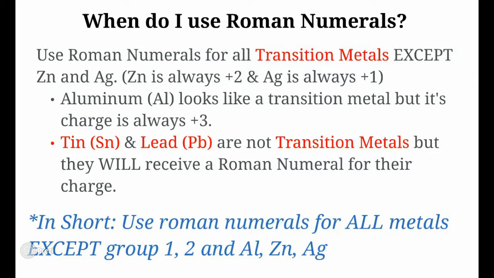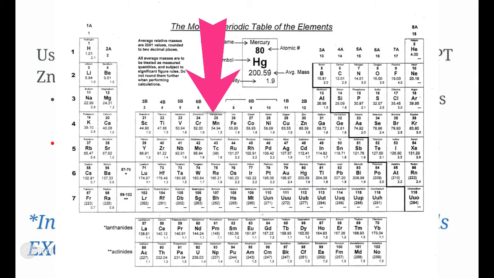All right, so Roman numerals for all transition metals except for zinc and silver. They are in the transition metal column, but they do not get a Roman numeral because we know their charge. Do the alkali metals and alkaline earth metals get a Roman numeral? No, we know their charge. This charge is always +1. This charge is always +2. It's the creamy filling we got to figure out the charge of.